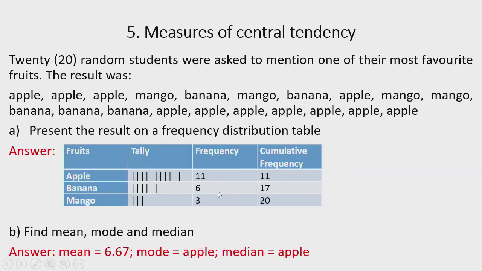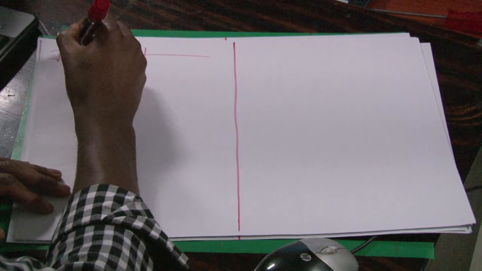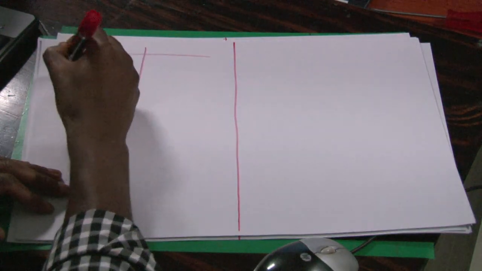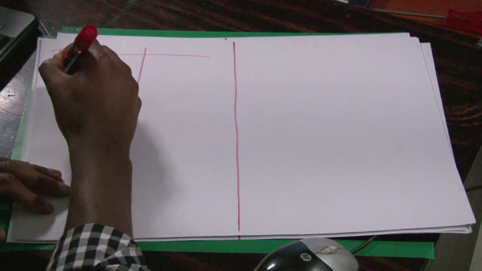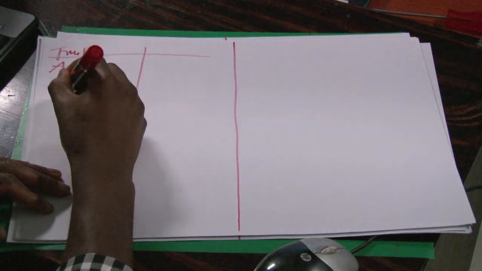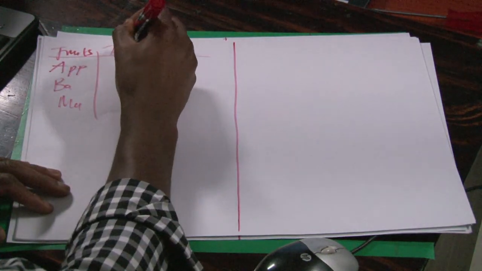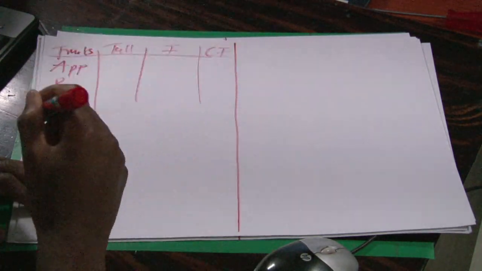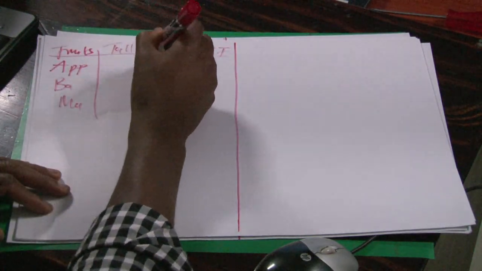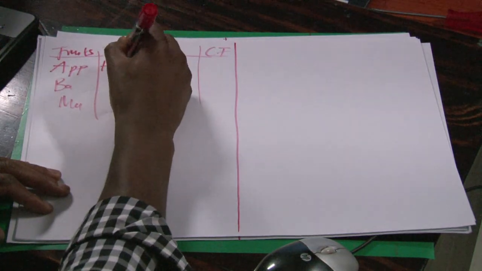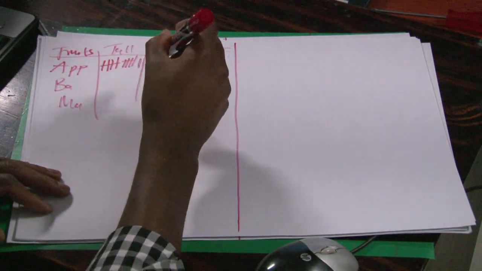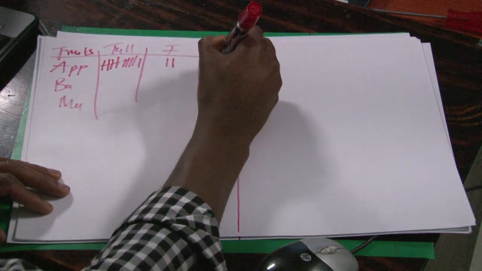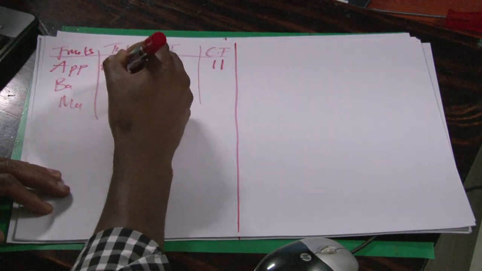So then our cumulative table will look like this. Let's quickly just do that one. Fruits, then we have apple, banana, then mango. Here's tally. Let's do our cumulative frequencies there. Here's our frequency. Apple is appearing 11 times: 1, 2, 3, 4. You cut 1, 2, 3, 4. You cut then 1 there. It's 11. You write 11 there. You write 11.